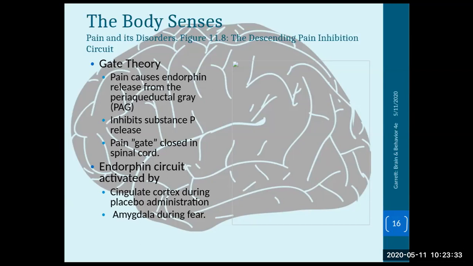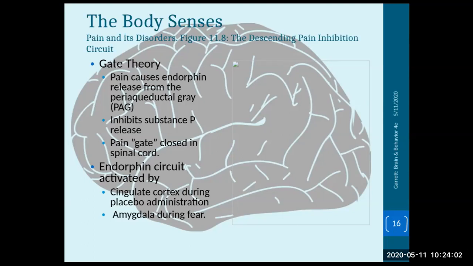Now remember, in chapter 2, we talked about the ventricle system. And in the ventricle system, we had 2 lateral ventricles, a third ventricle, and a fourth ventricle. In between the third and fourth ventricle is a little connector called the cerebral aqueduct. And so this area of gray cell bodies around that aqueduct is what we call the periaqueductal gray, or PAG.